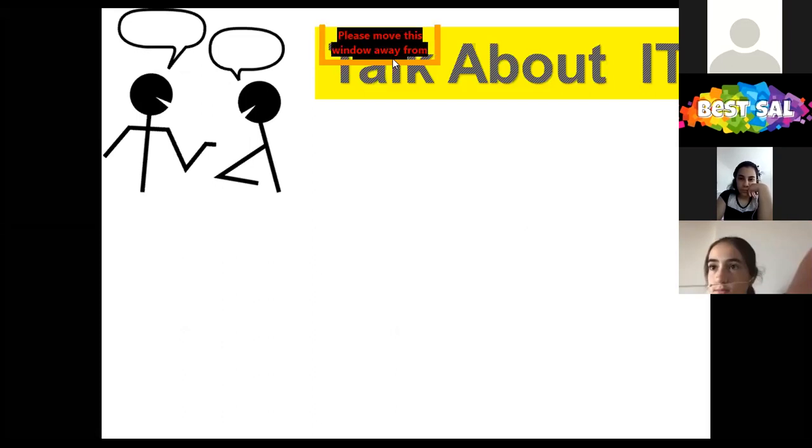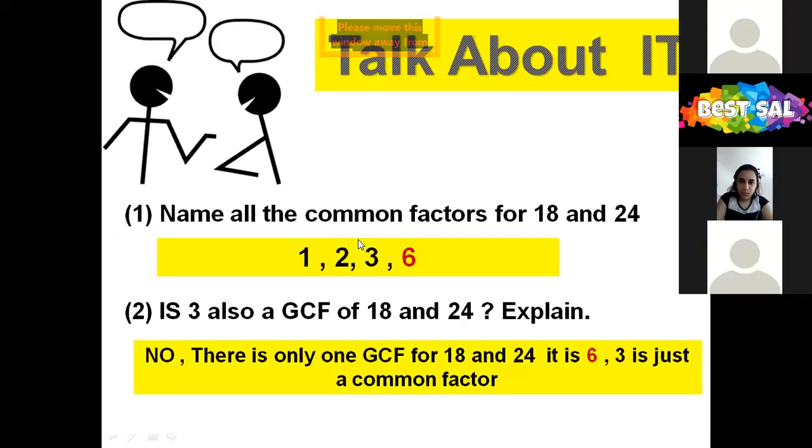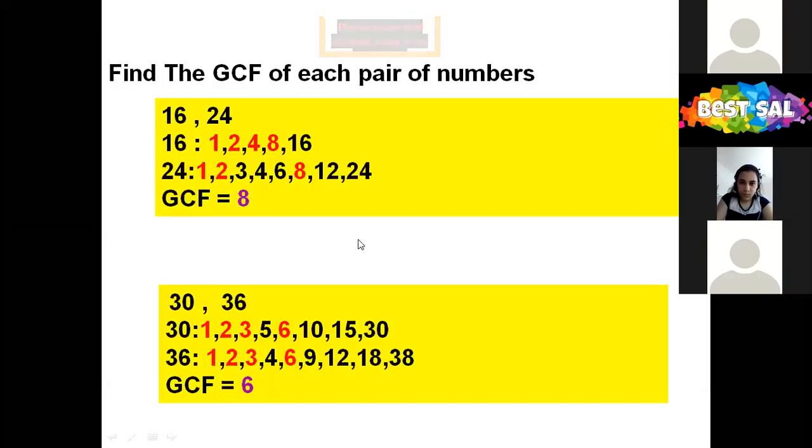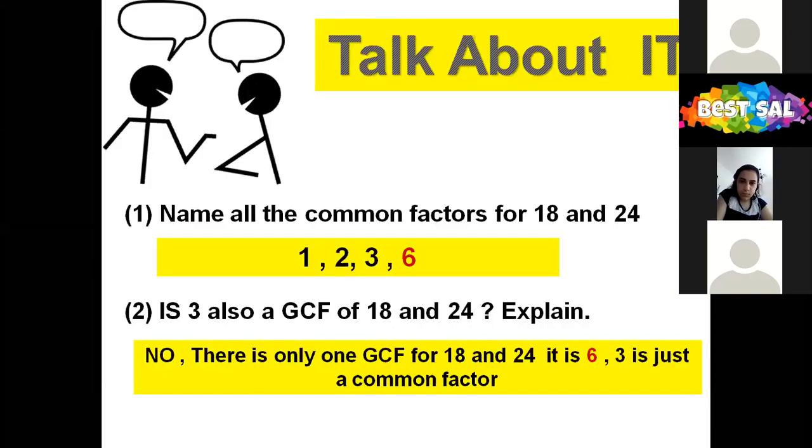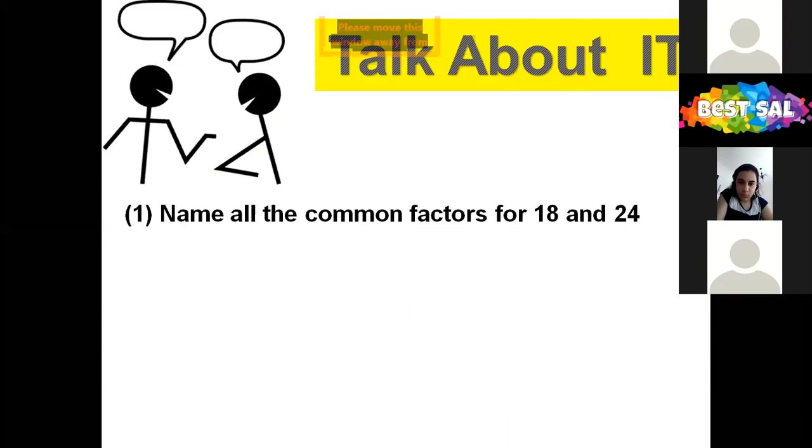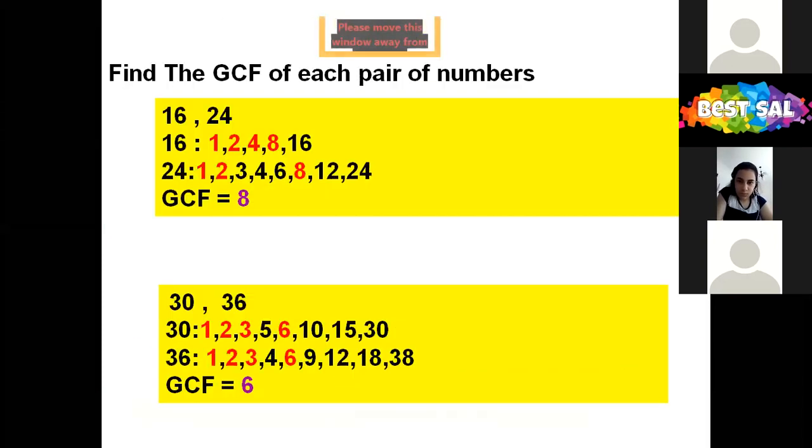Okay. Now let's go to another question. Find the greatest common factor of 16 and 24. So as you see, I know the answers are shown, but let's discuss it together.